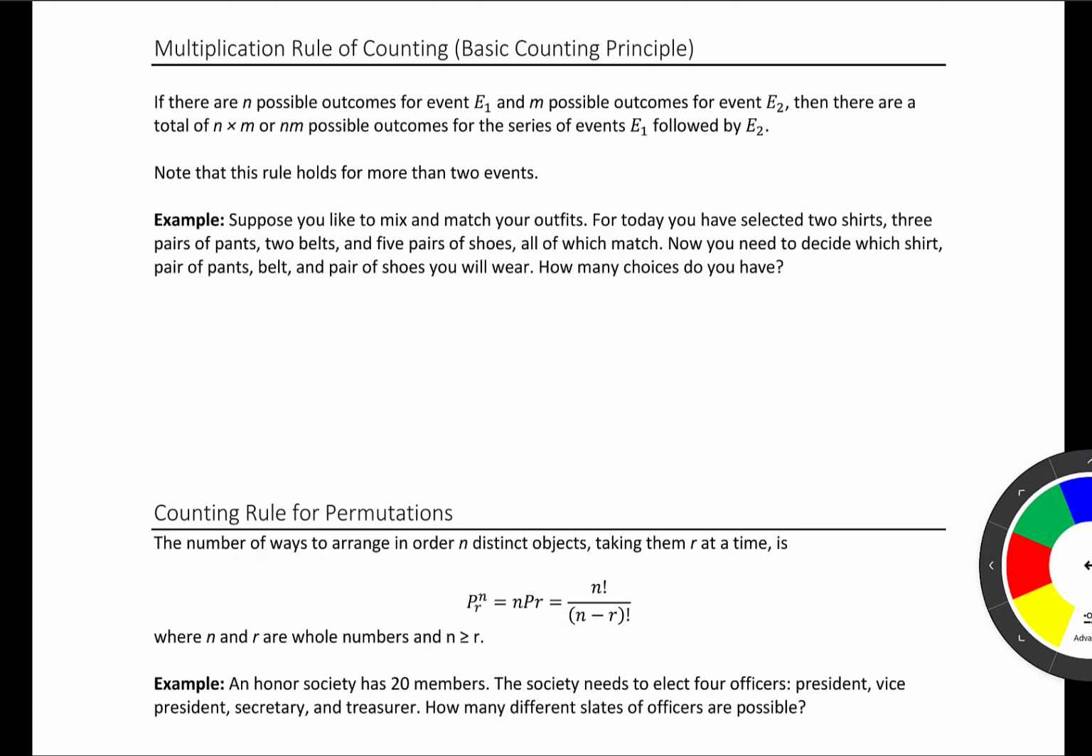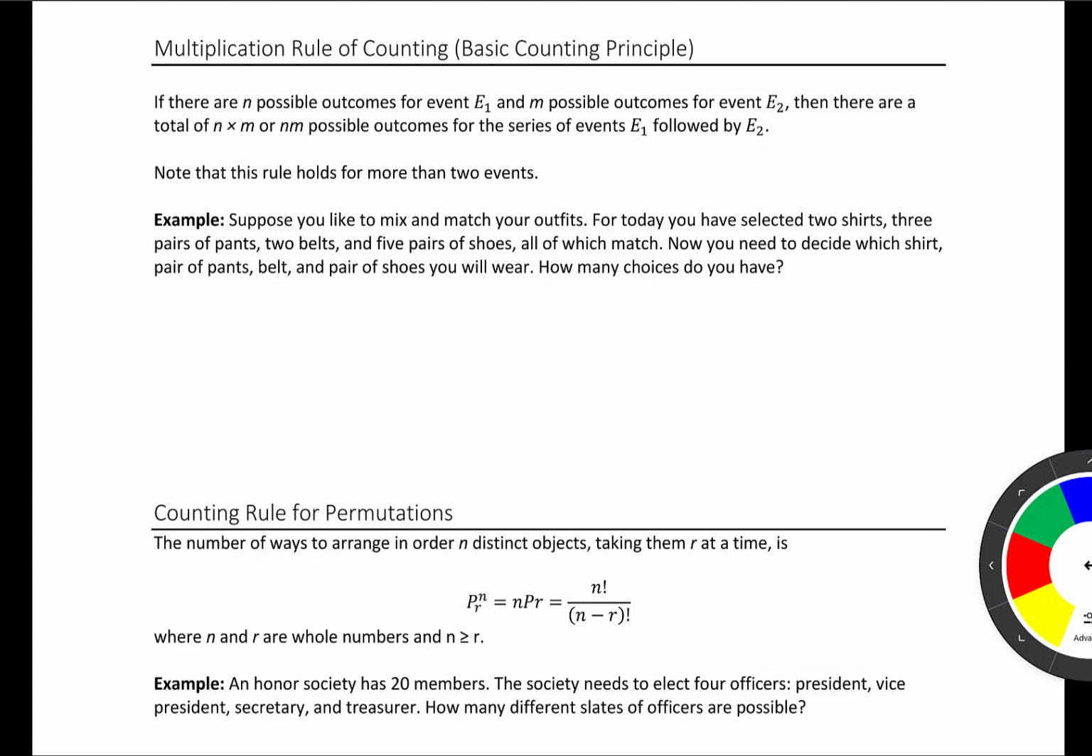So, for example, suppose you like to mix and match your outfits. For today, you have selected 2 shirts, 3 pairs of pants, 2 belts, and 5 pairs of shoes, all of which match. Now you need to decide which shirt, pair of pants, belt, and pair of shoes you want to wear. How many choices do you have? So in other words, how many outfits could you find here?